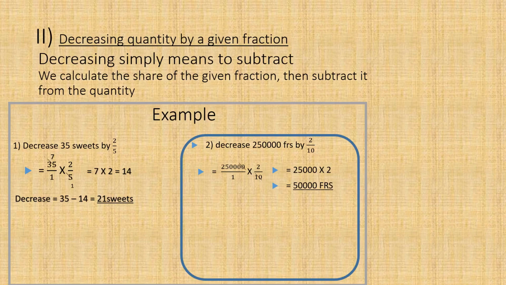Now the question says decrease. So therefore I am going to take 250,000 francs, take away 50,000, which is the share that we have first of all looked for, which is going to give us 200,000 francs. So 250,000 francs minus 50,000 francs is going to give us 200,000 francs. That is that for increasing and decreasing quantities.